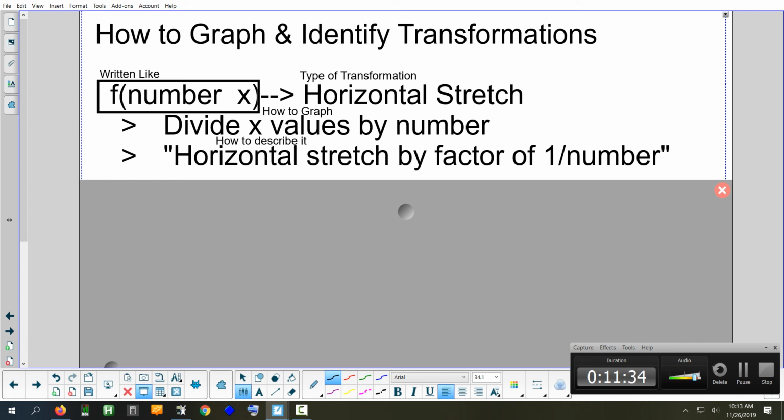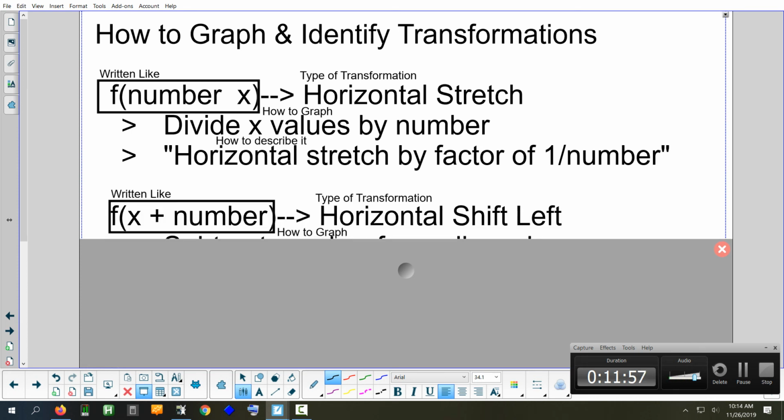Okay. So divide x values by 9. Now, don't try to memorize all this, right? If you get a problem on the test, all you want to do is go back and look up how to do it. It's way too much stuff to try to memorize. Especially how you describe it. Horizontal stretch by 1 over the number. That's the one I did in the homework. I think it was 1 over 1/3. So it's hard to remember all of it. So just use this as your reference sheet.